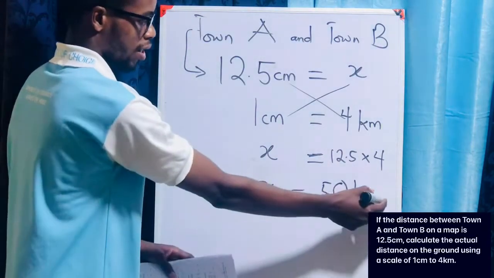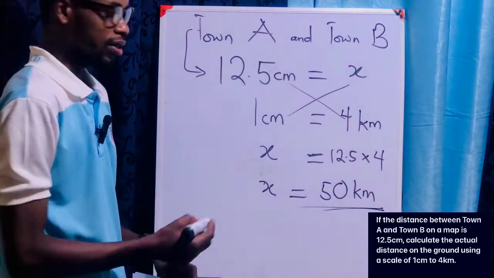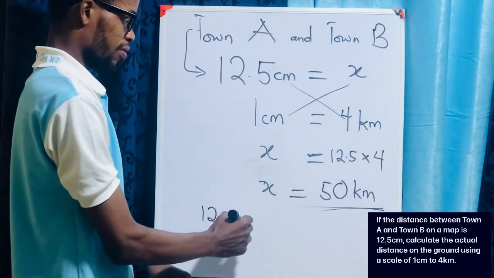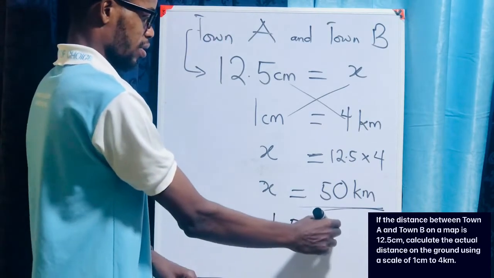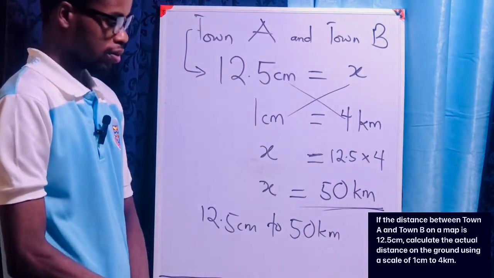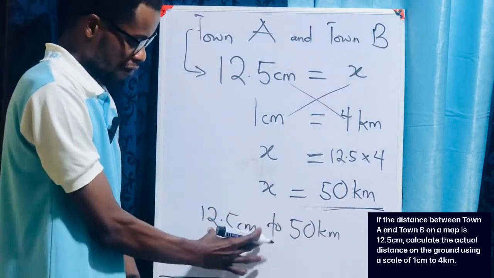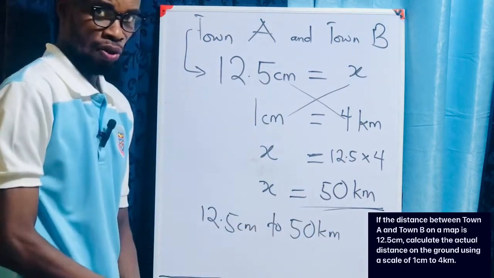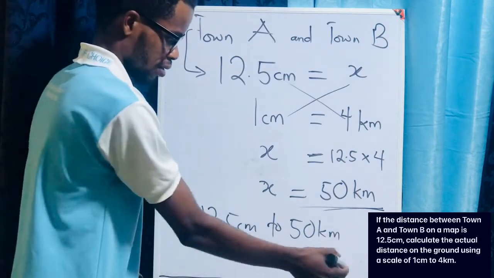So we have our answer to be 50 kilometers. So if we want to rewrite this scale, it will now become 12.5 centimeters to 50 kilometers. This is the scale they use for the two distances on the map. So this is interpreted as what? Every 12.5 centimeters on the map is equal to 50 kilometers on the actual ground. This is our answer. So we found it.